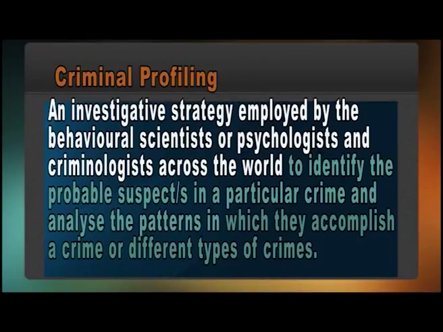Criminal profiling is an investigative strategy employed by the behavioral scientists or psychologists and criminologists across the world to identify the probable suspects in a particular crime and analyze the patterns in which they accomplish a crime or different types of crimes. This may help to foresee and analyze any future offences that can be committed by that offender. In other words, criminal profiling comprises of the interpretation of criminal characteristics. It is also known as offender profiling.